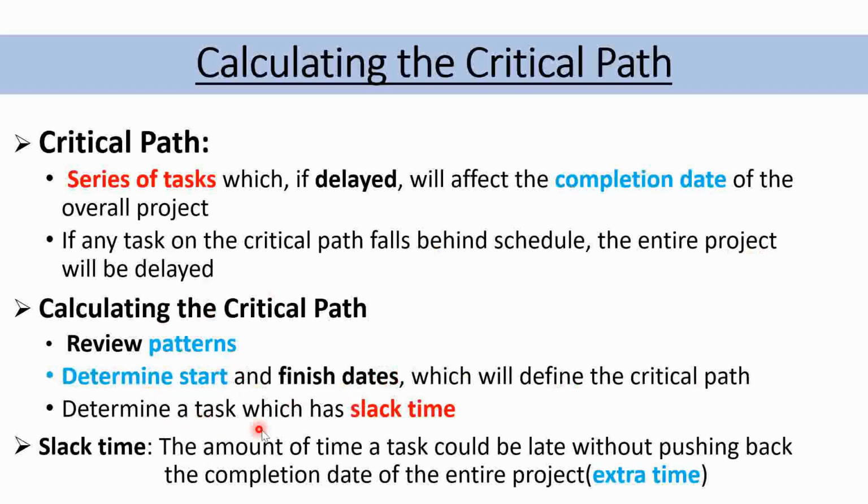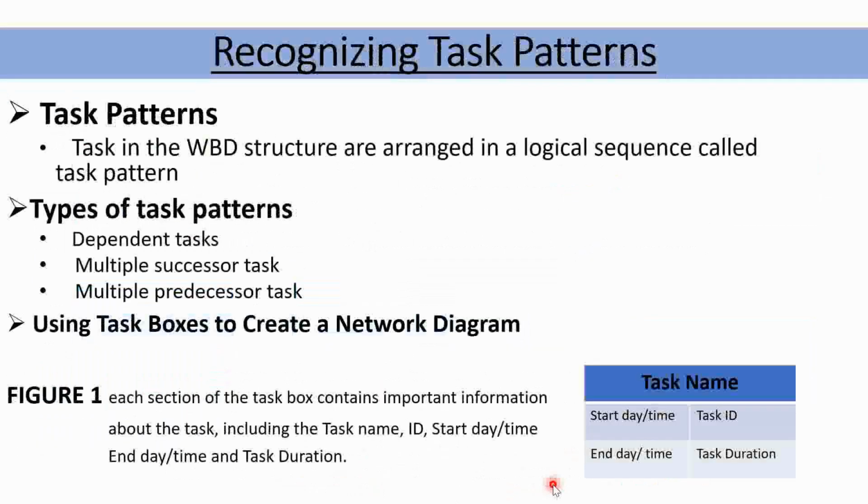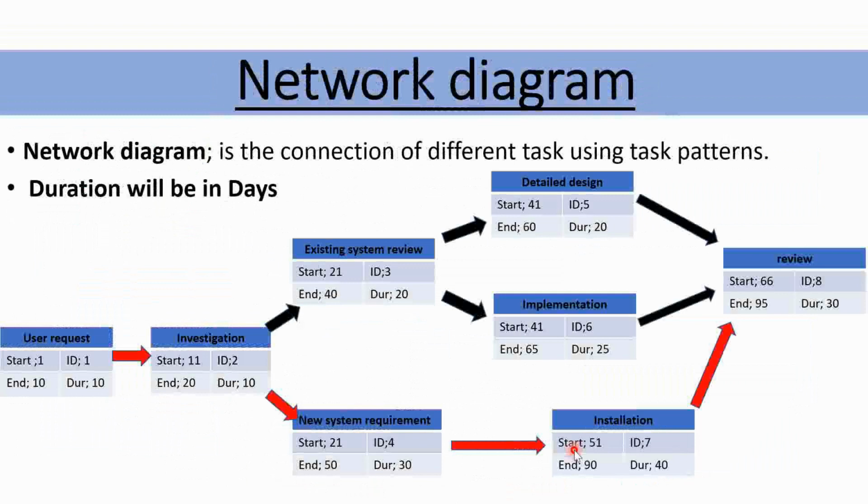Determine a task which has slack time within your network diagram. You have to determine a task which has slack time. What is slack time? Let me explain. It is the amount of time a task could be late without pushing back the completion date of the entire project. In order for me to explain that, I will have to go back to my slide. Let's go back here.